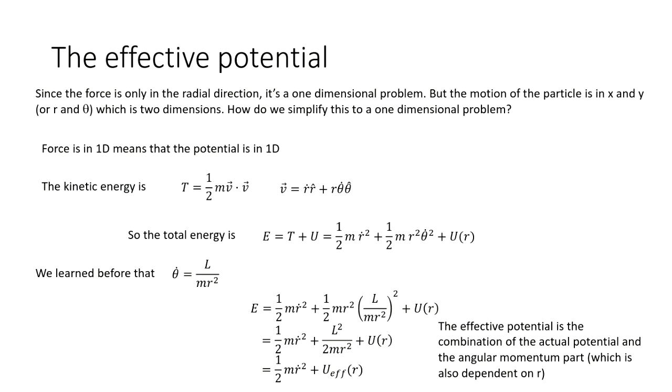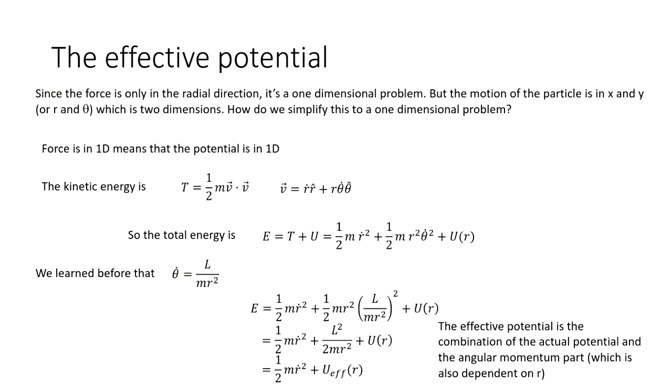So the total energy is just like what you would think. It's the kinetic energy plus the potential energy, so 1/2 mv squared plus U. But we can now write this kinetic energy as 1/2 m r dot squared plus 1/2 m r squared theta dot squared. So that's just squaring the two parts of the velocity, plus this potential energy, which is only a function of r.